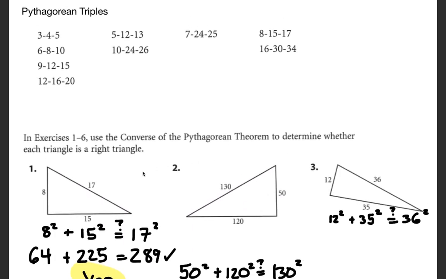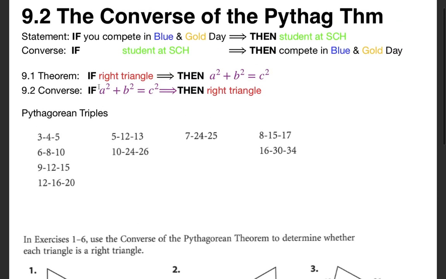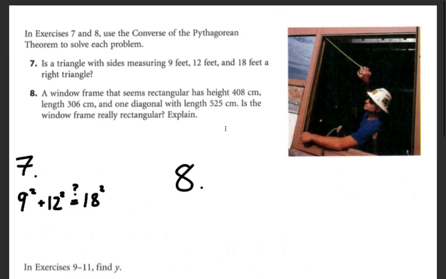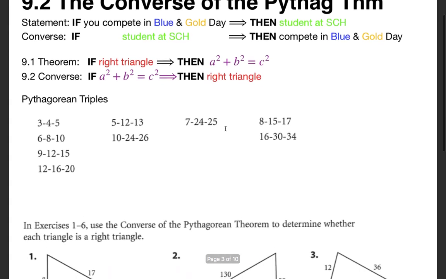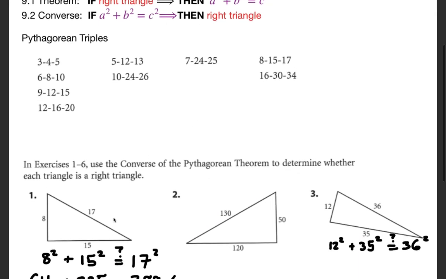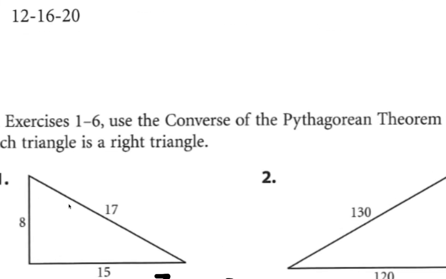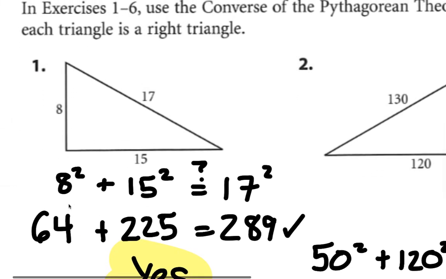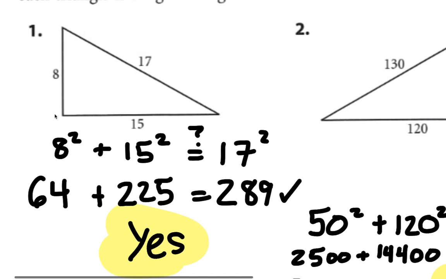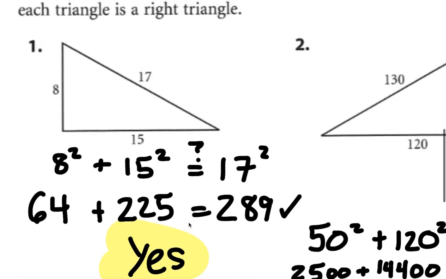So in exercises 1 through 6, use the converse of the Pythagorean theorem. That is, if the numbers satisfy the equation, then it's a right triangle. Use the converse of the Pythagorean theorem to determine whether or not each triangle is a right triangle. So you start off with all 3 numbers, and you wonder whether or not they satisfy the equation. We're given 8, 15, and 17. So 8 squared plus 15 squared, is that equal to 17 squared? We do the calculations and you figure out that yes, it is. So because it satisfies the equation, then you know, yes, it is a right triangle.